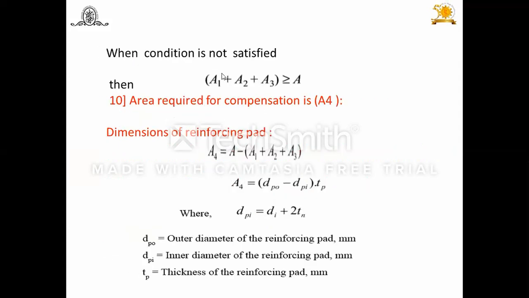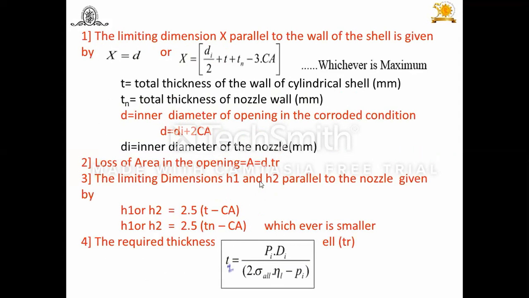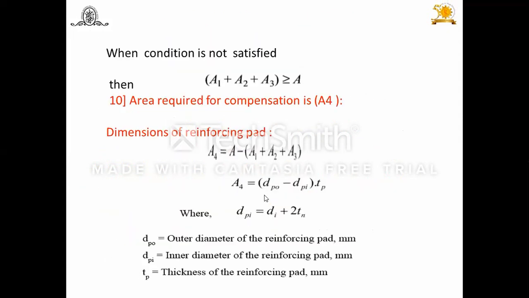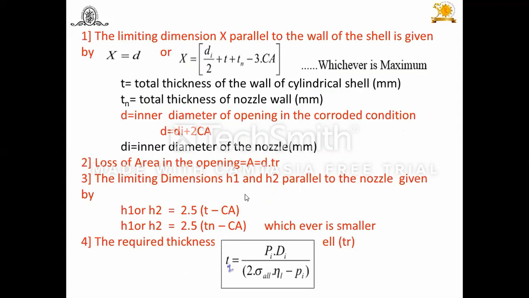So look at this. When the condition is not satisfied and A1 plus A2 plus A3 is less than area, at that time we have to find out the remaining area. How to find out that remaining area? A minus, in bracket, A1 plus A2 plus A3, and you will get A4. That A4 is the area we have to add by using a reinforcing pad. For that purpose, we have to decide the dimension of this reinforcing pad.